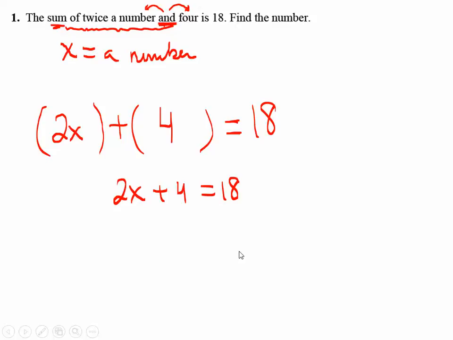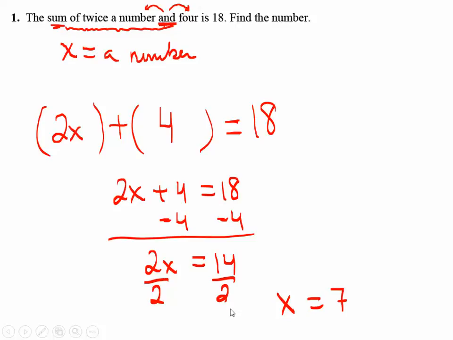So drop the parentheses because there's nothing to distribute. Subtract 4 from both sides gets you 2x equals 14. Divide by 2 and x equals 7. And we found the number. That's not bad.